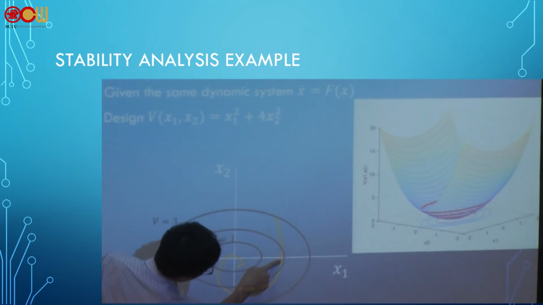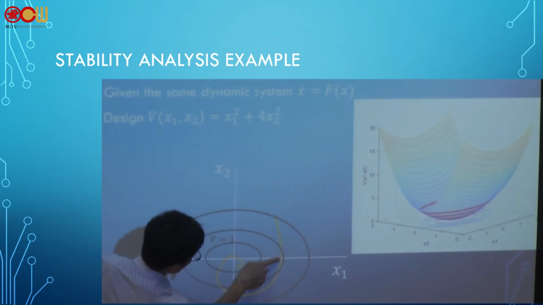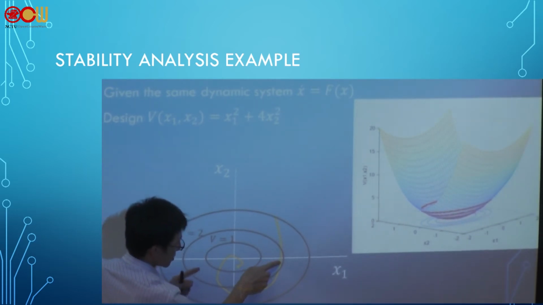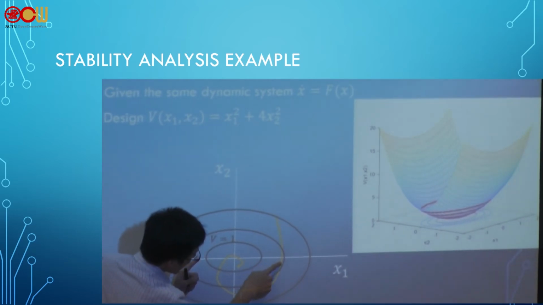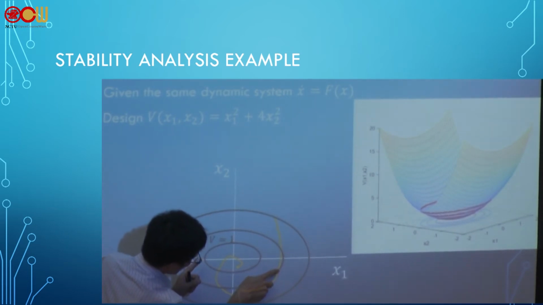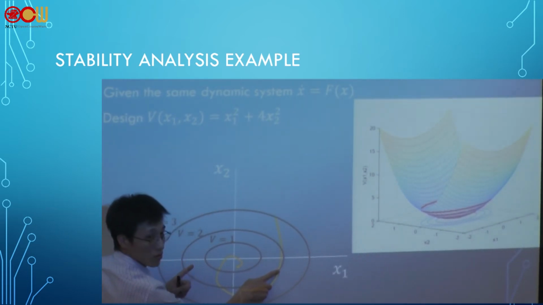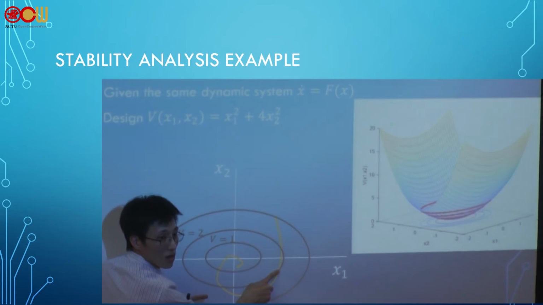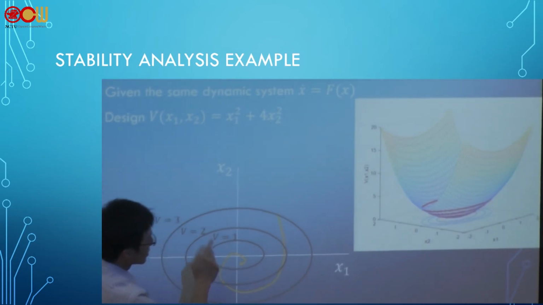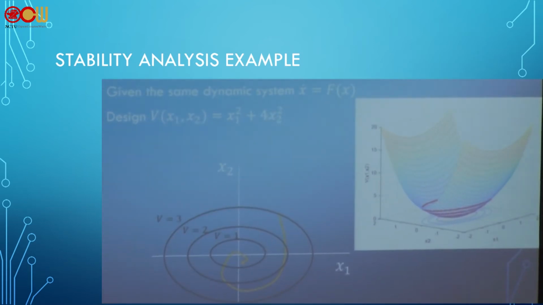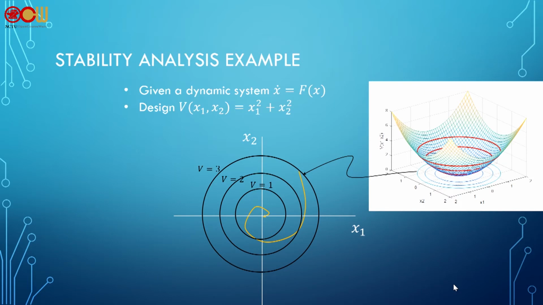And you go inside, and I know at this point, V is smaller than 2. But when it reaches here, V is equal to 2, so V increases, right? So this is not a good Lyapunov function. The previous one is better than the next one, because V dot is always negative, so V is always decreasing. But it's the same dynamics.